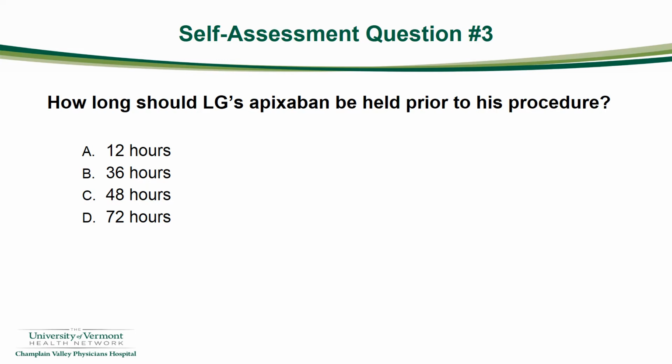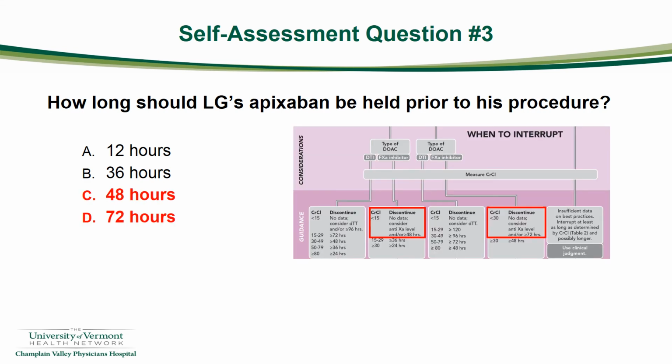Looking back at our self-assessment question number 3, how long should LG's apixaban be held prior to his procedure? Going back to the 2017 ACC Expert Consensus Panel, when we talked about interruption of DOAC therapy, the first step is determining procedural bleed risk to help us determine the duration for withholding apixaban or your other DOACs prior to a procedure. In this particular case, I wasn't able to find what the actual classification was for the specific procedures that LG underwent in his procedure.